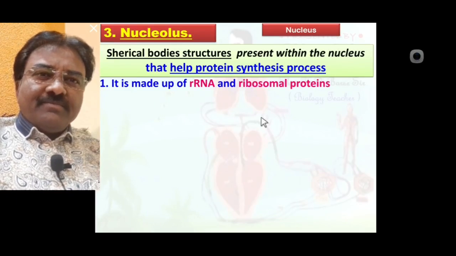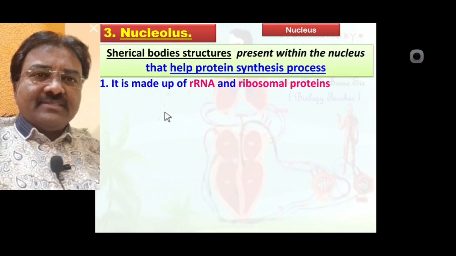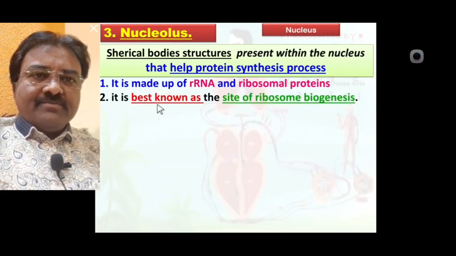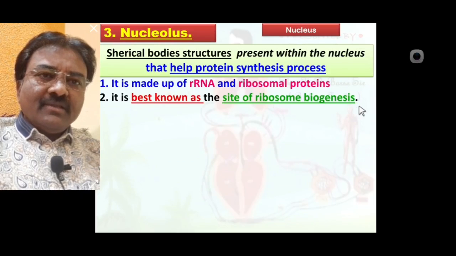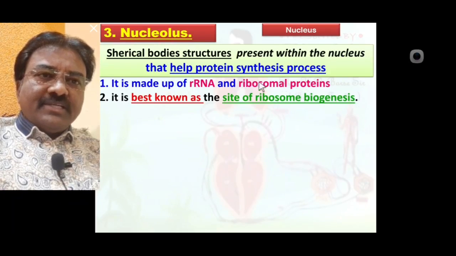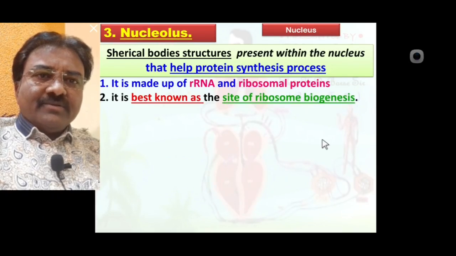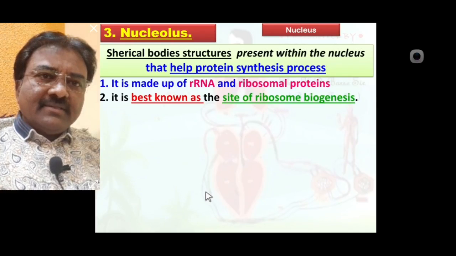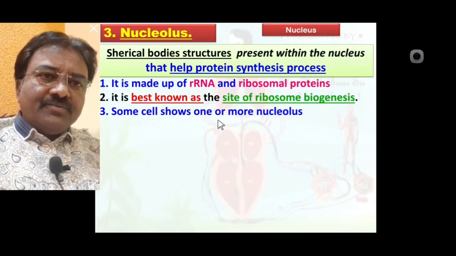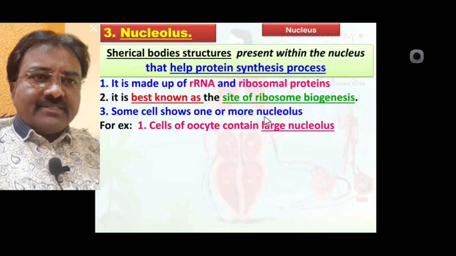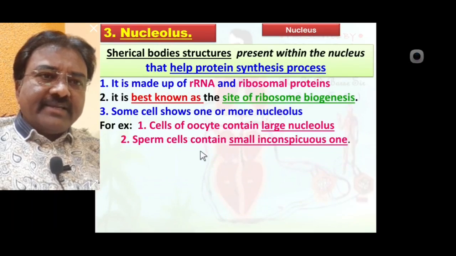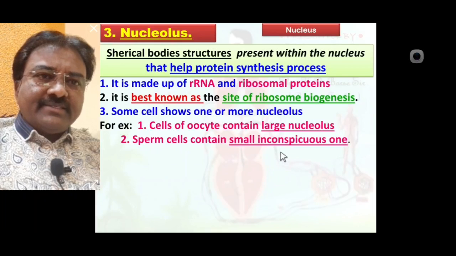What is the location of the nucleolus? Inside the nucleus. Second point, the nucleolus is best known as the site of ribosome genesis, because ribosome genesis material is synthesized by the nucleolus. So the nucleolus is best known as the site of ribosome biogenesis. Some cells show one or more nucleoli. For example, cells of the oocyte contain a large nucleolus, while a sperm cell contains small inconspicuous ones.